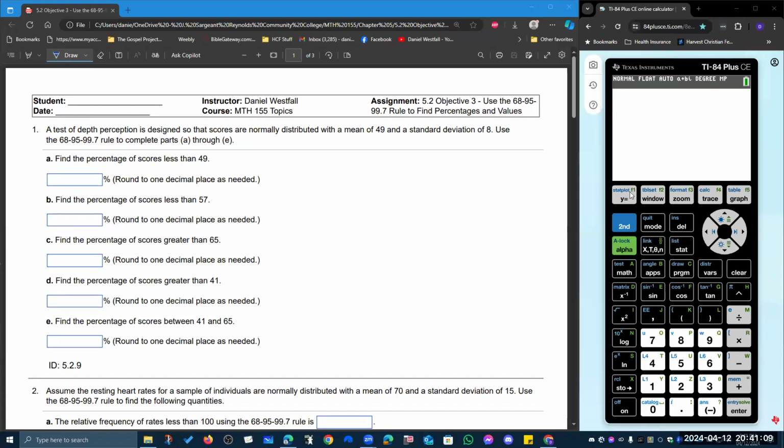In this video, we're going to talk about 5.2 Objective 3, where we use the 68, 95, 99.7 rule to find percentages and values. A test of depth perception is designed so that the scores are normally distributed with a mean of 49 and a standard deviation of 8. Use the 68, 95, 99.7 rule to complete parts A through E.